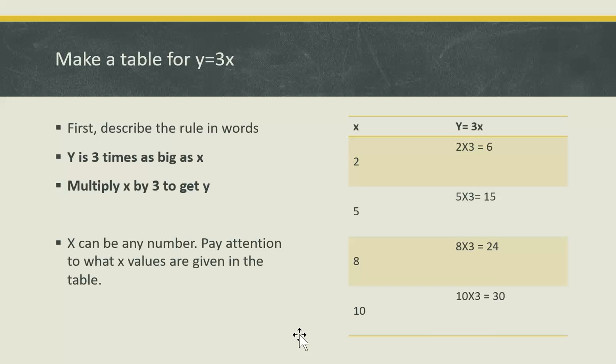So you're looking again at pairs. X is 2, y is 6. X is 5, y is 15. X is 8, y is 24. When x is 10, y is 30.